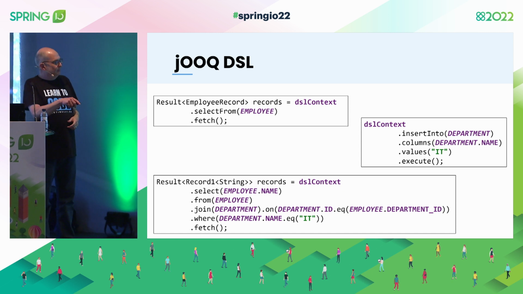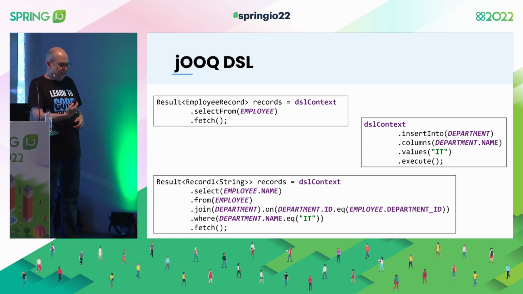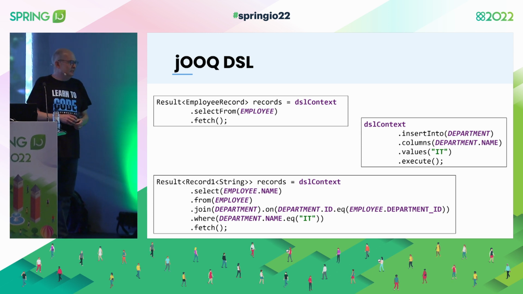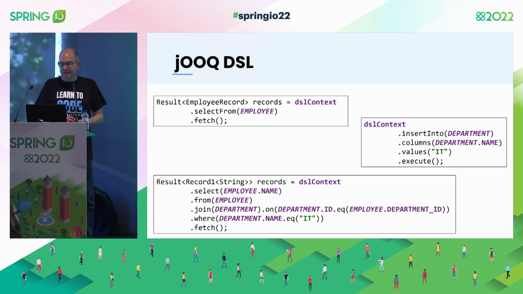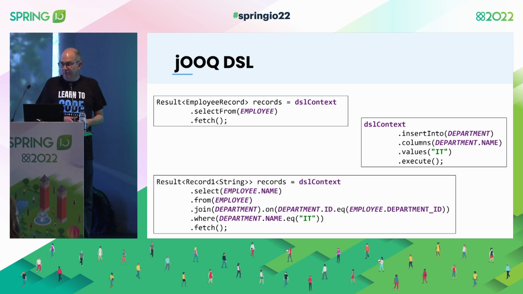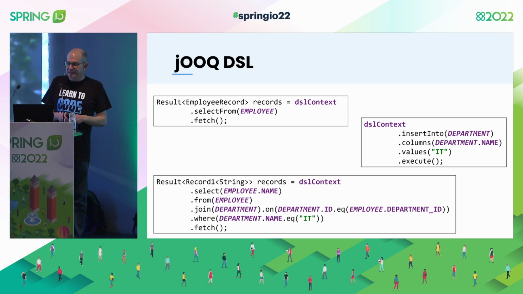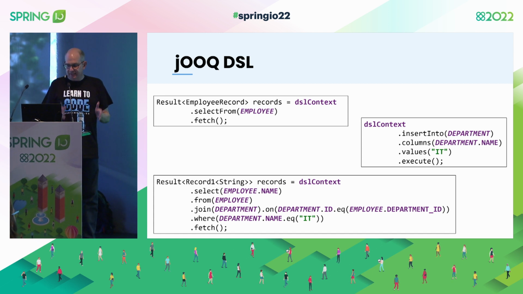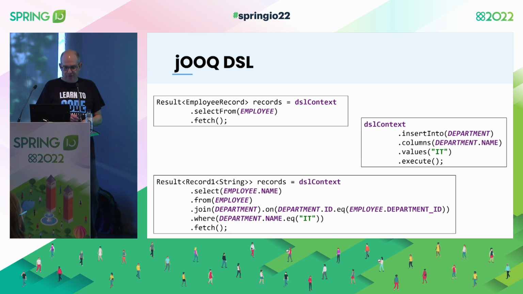And for example, here on the right-hand side, you see an insert statement. And if someone changes the column name of the department name, then my code no longer compiles. So in contrast to using strings, you use a meta model, and that's type safe and compile checked. That's the advantage of jOOQ.